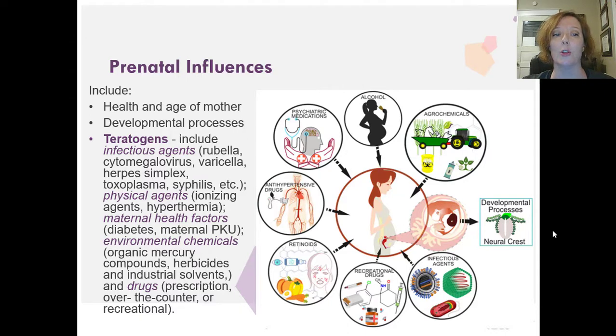So it can include infectious agents like rubella or another kind of disease. It can include physical agents. This could be anything that is ionizing or maybe hypothermia. This could be maternal health factors like diabetes in the mother, environmental chemicals like mercury, herbicides, industrial solvents, and then drugs. These are prescription, over-the-counter, or recreational drugs. And these chemicals can have a profound influence on how the baby is going to form in the womb.